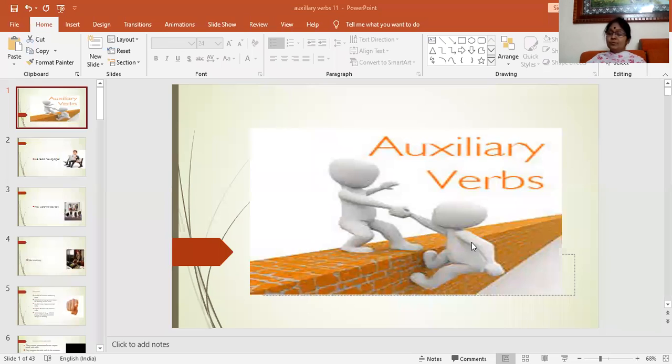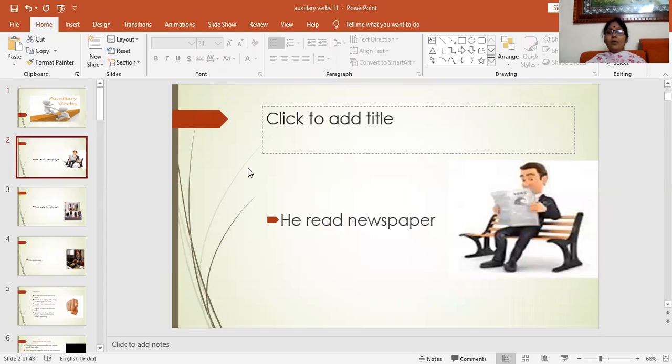In today's class, we'll be dealing with auxiliary verbs for semester 1 as prescribed by Osmania University. Now before we can learn about it, just let us look at this picture. What do you see in this picture?